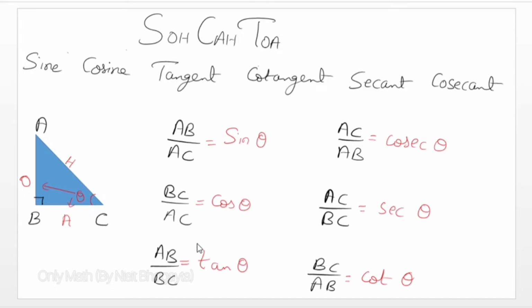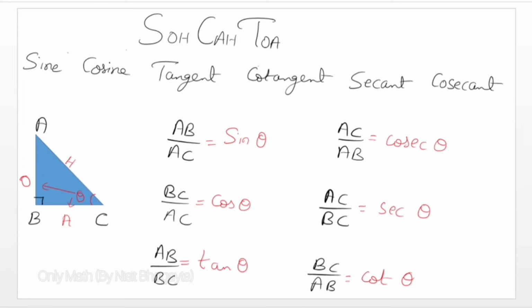Again, there is a relation that if you flip these ratios, you get the other ones. So I have written it that way: if you have AB over AC and you flip them, that means if you take the reciprocal of it, it will become AC over AB. That will be our cosec theta. Same way you get AC over BC as sec theta, and BC over AB is cot theta.